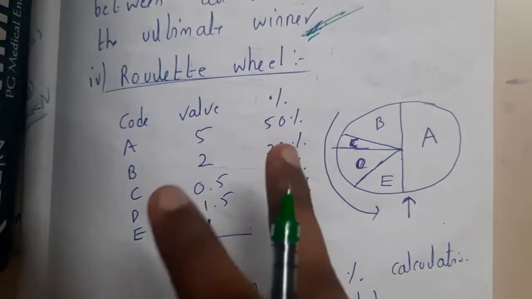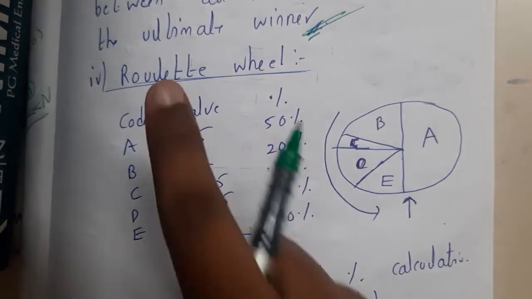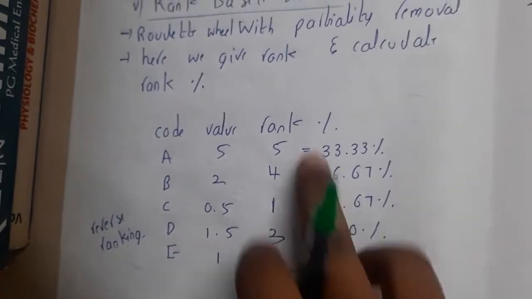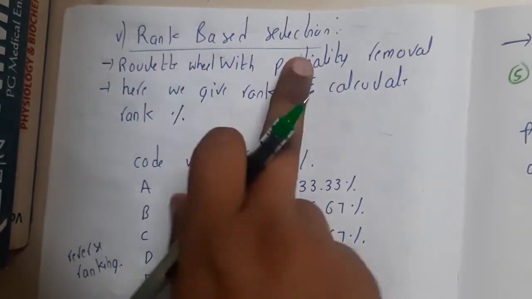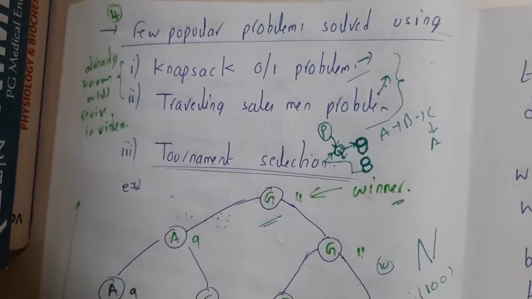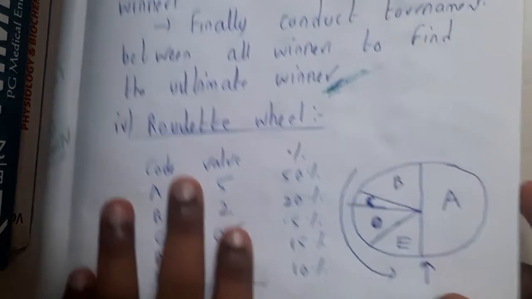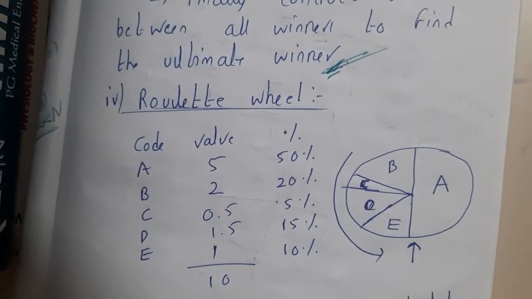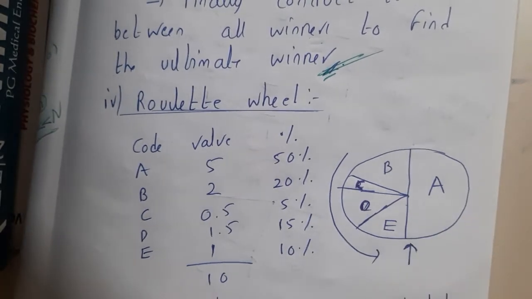It is possible. Similarly, two more possibilities are, first, the roulette wheel, and second, an updated version of the roulette wheel, which is the rank based selection, guys. Let us first start with the roulette wheel. The roulette wheel is based on the values, in simple words.